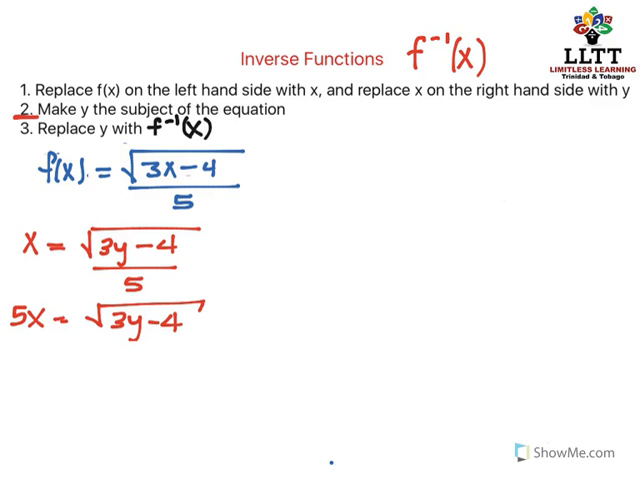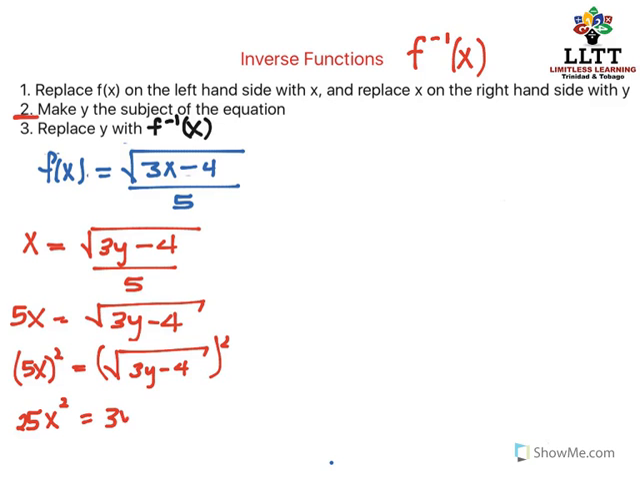So remember, I'm trying to make y the subject of the equation, and my y is currently under that square root sign. So I need to get rid of that square root sign, and the only way I can do that is by squaring both sides. So I'm going to find 5x squared and the square root of 3y minus 4, squared. 5x squared, by the rules of exponents, means that you have to square each term. So that is 5 squared, which is 25, times x squared.